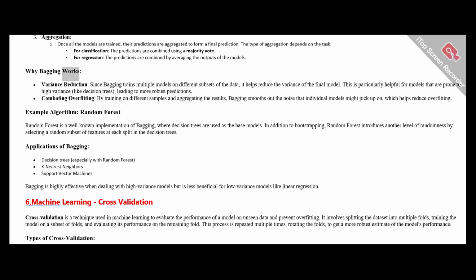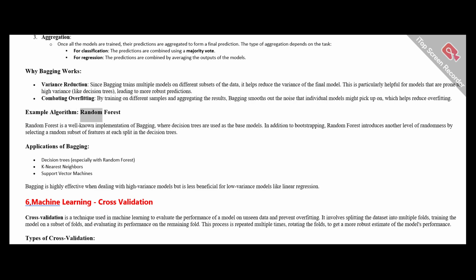Why bagging works? Variance reduction. Since bagging trains multiple models on different subsets of the data, it helps reduce the variance of the final model. This is particularly helpful for models that are prone to high variance, like decision trees, leading to more robust predictions. Combating overfitting. By training on different samples and aggregating the results, bagging smooths out the noise that individual models might pick up on, which helps reduce overfitting.